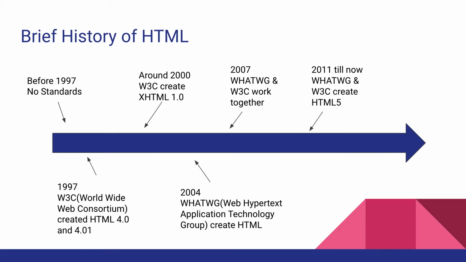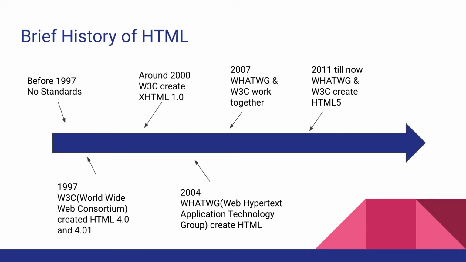And in 1997, here comes the first organization. It's called W3C, which stands for World Wide Web Consortium. This organization created HTML 4.0 and 4.01. And two years after, around 2000, W3C created HTML 1.0.